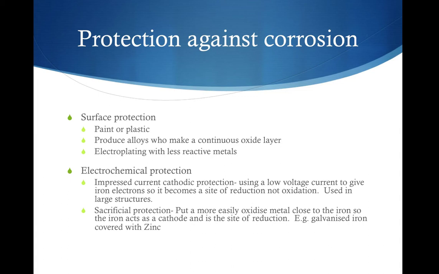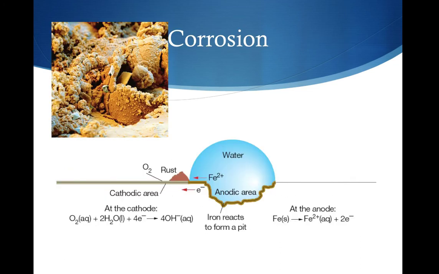A more chemical way of doing it is we can put what's called impressed current cathodic protection. Essentially what we do is you put a very low current to give the iron electrons. Now what iron is trying to do here is give up electrons. If you keep giving it more and more electrons, well then this reaction is not going to happen.